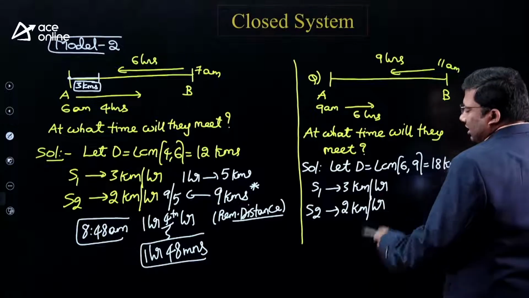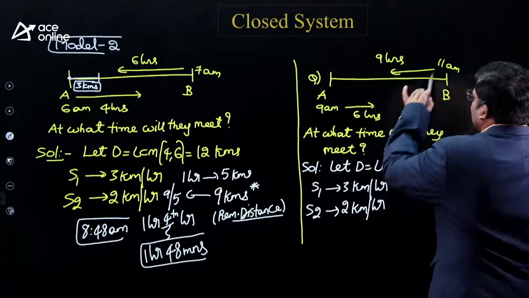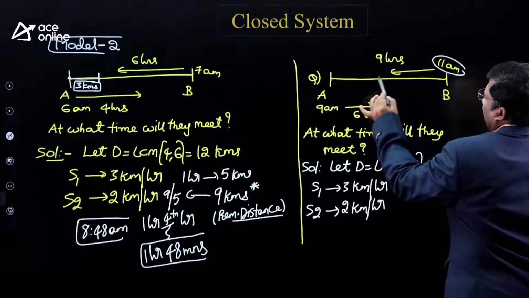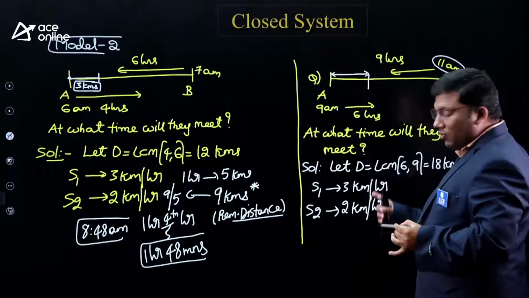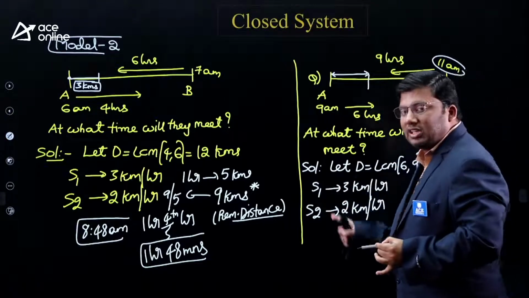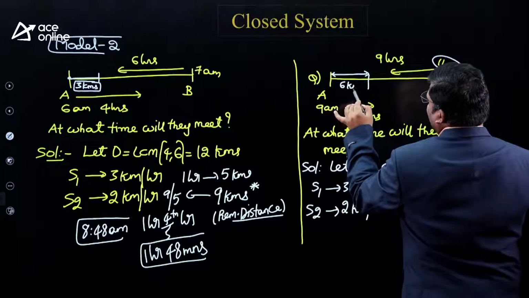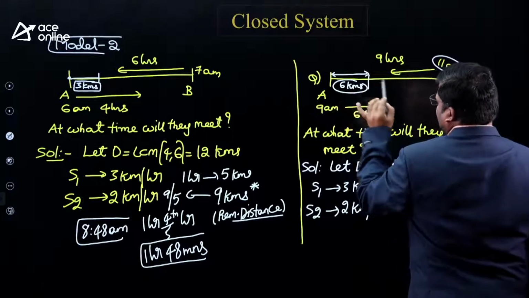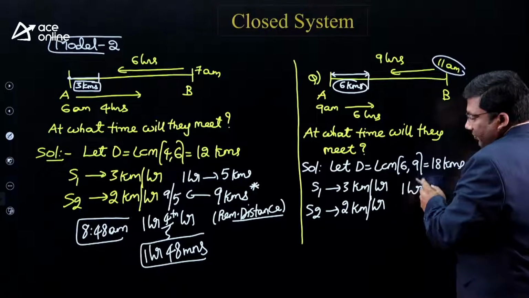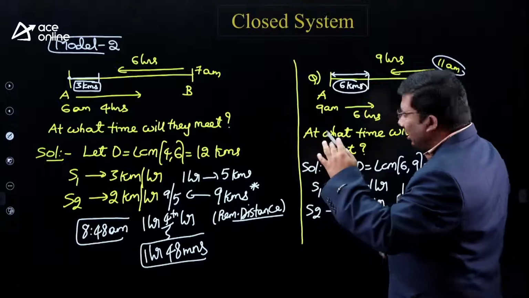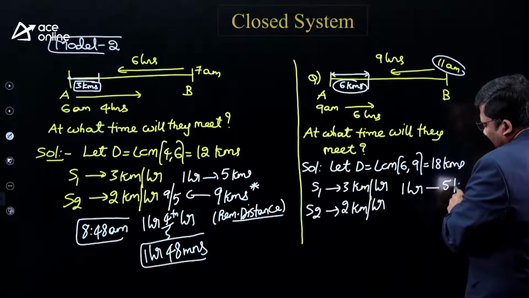From the distance and time, we can determine the speed. I hope it is clear. The second train started at 11 a.m. That means the first train would have traveled for 2 hours. In 1 hour, the first train's speed is 3 kilometers per hour. 2 hours means it has traveled 6 kilometers. That means in 1 hour, left side train 3, right side 2. In 1 hour, total it is 5 kilometers.